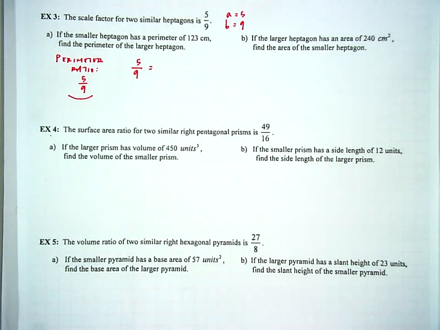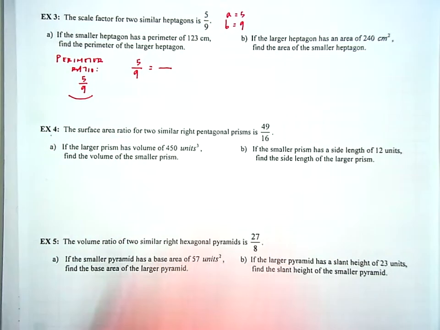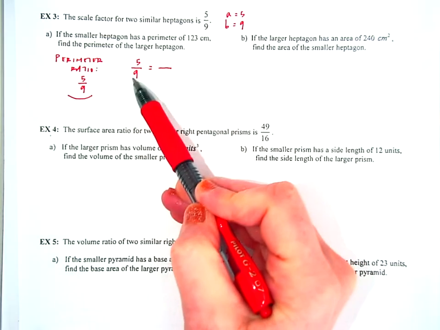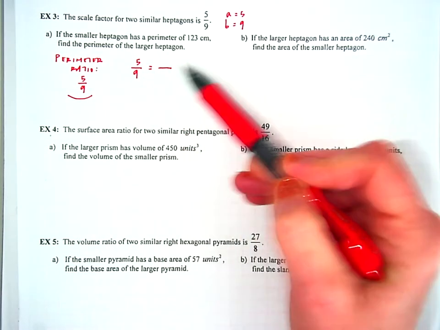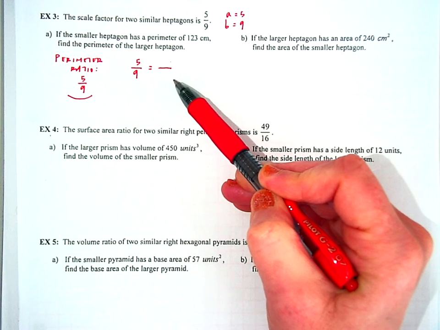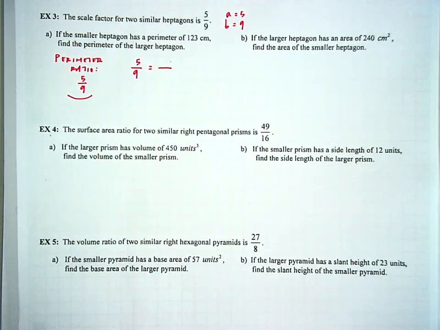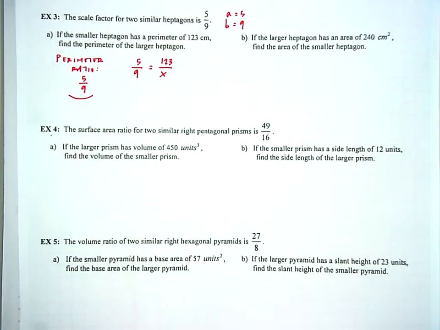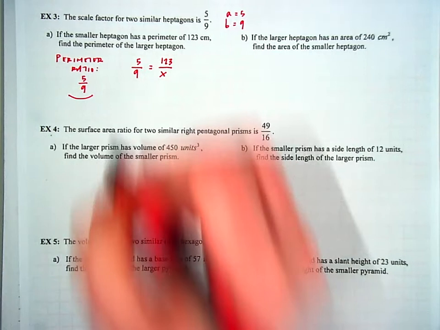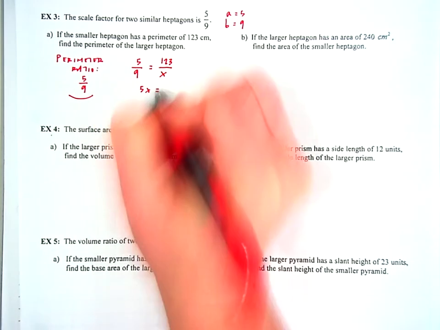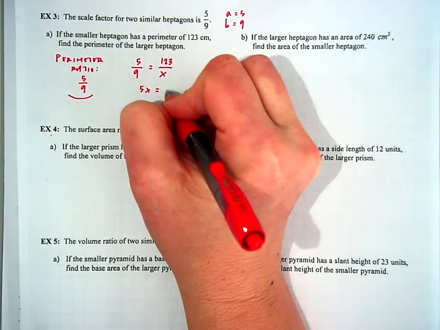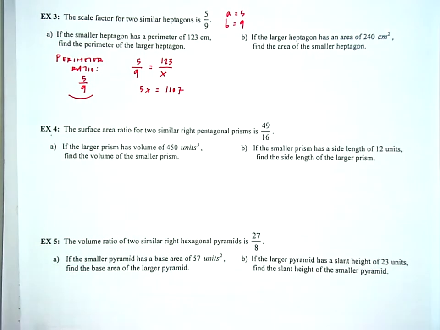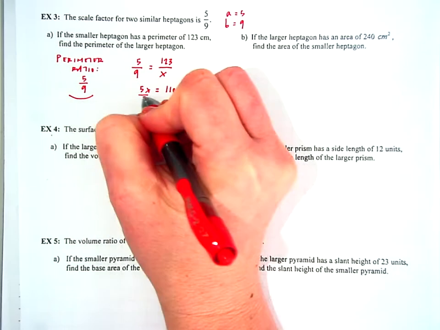So now I can build a proportion to be able to solve for my unknown perimeter. So I know that 5 is to 9. That is the ratio that I'm building off of. That's my perimeter ratio, 5 to 9. And I know that the smaller heptagon has a perimeter of 123. I want to find the perimeter of the larger heptagon. So the way that I have my proportion structured is I have my small to large number, 5 to 9. So it has to be small to large for the perimeters as well. So my actual perimeter for the small one is 123. So small on top, large that I want to solve for on the bottom.